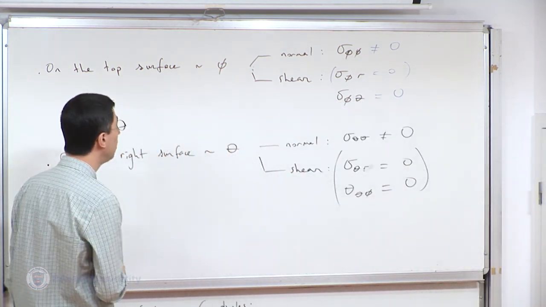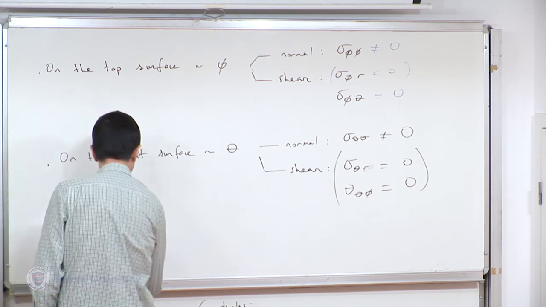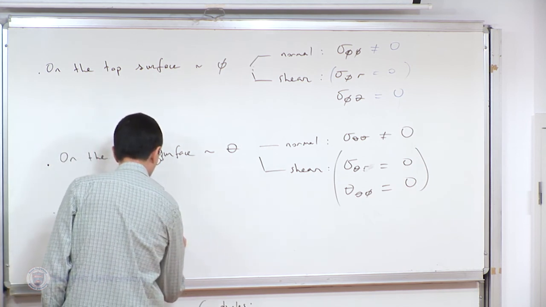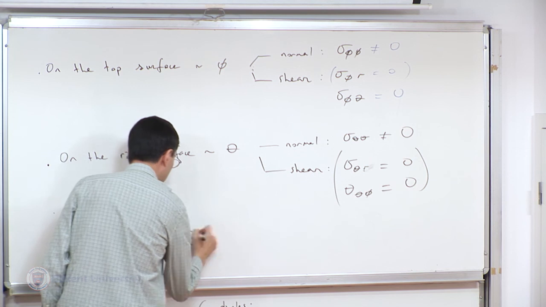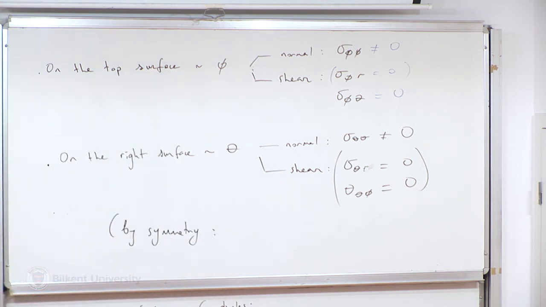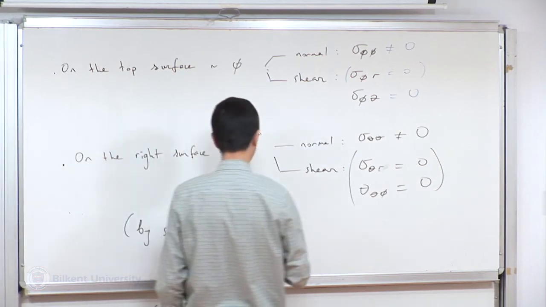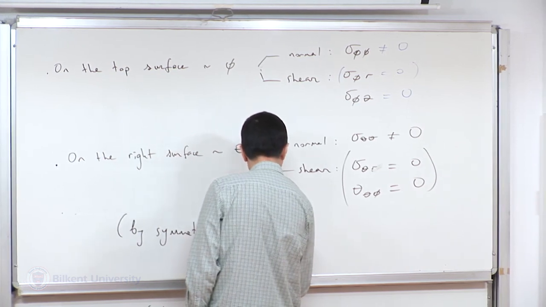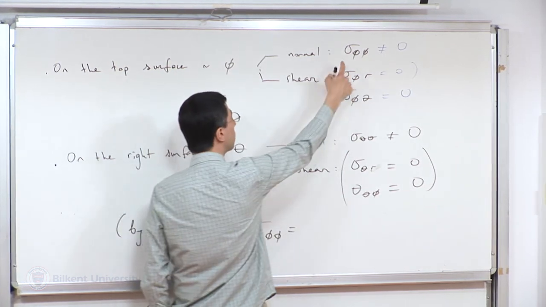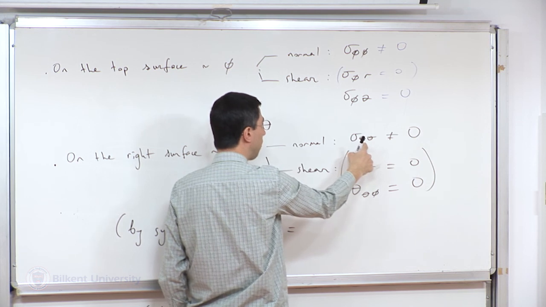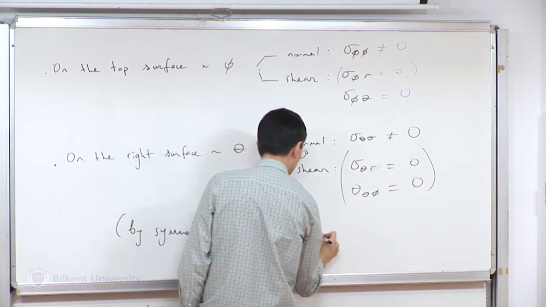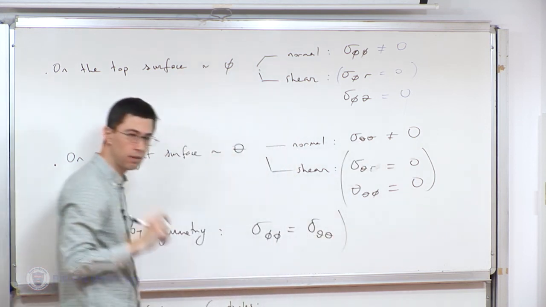In fact, eventually, by symmetry of the problem, right, there is nothing that puts more emphasis on the theta direction than the phi direction. The problem is entirely symmetric. So by symmetry, in fact, from the outset, you could also say that the only non-zero components, theta theta and phi phi, are actually equal to each other. Okay?